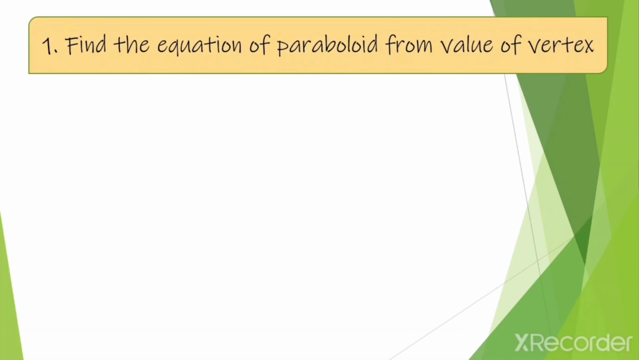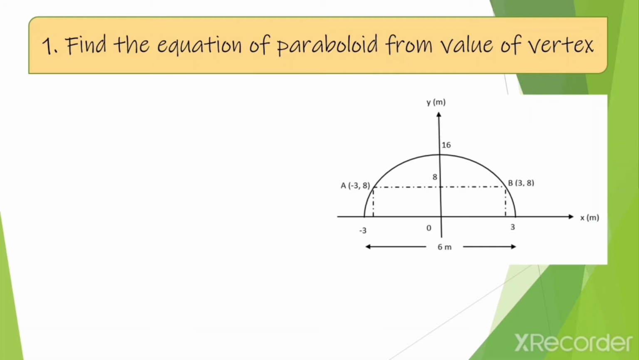So at first, we need to find the equation of the paraboloid from the value of the vertex. This figure shows the summary of the equation. So, as we can see, the value of the vertex is (0, 16).